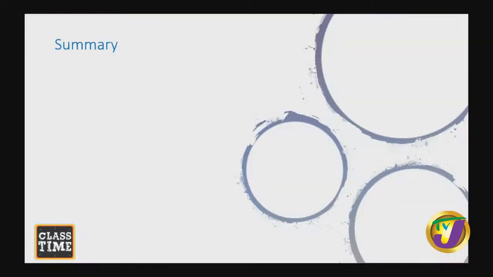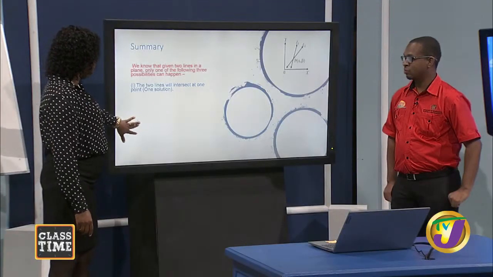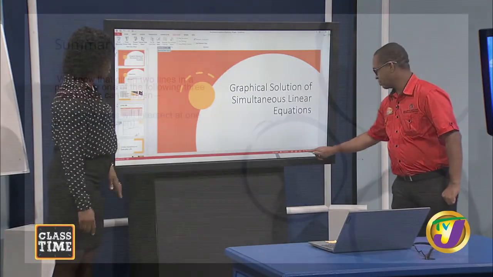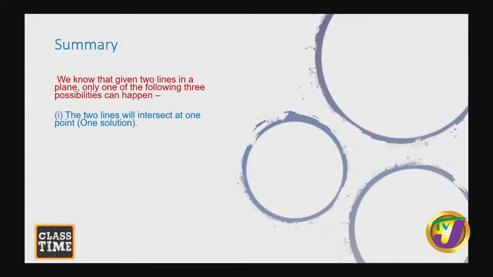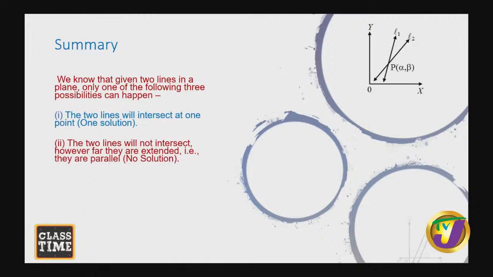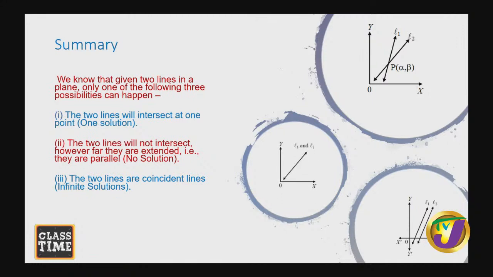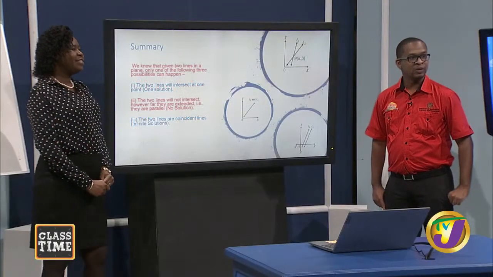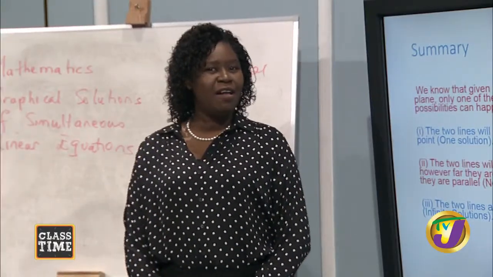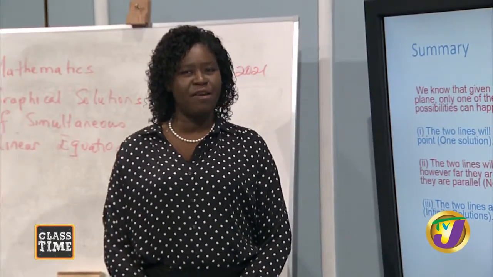And we know that there were three different types of solutions that could be arrived at when solving simultaneous equations graphically. We can have one unique solution when the lines intersect at one point. We can have no solution when the lines are parallel, and we can have infinitely many solutions when the lines overlap.